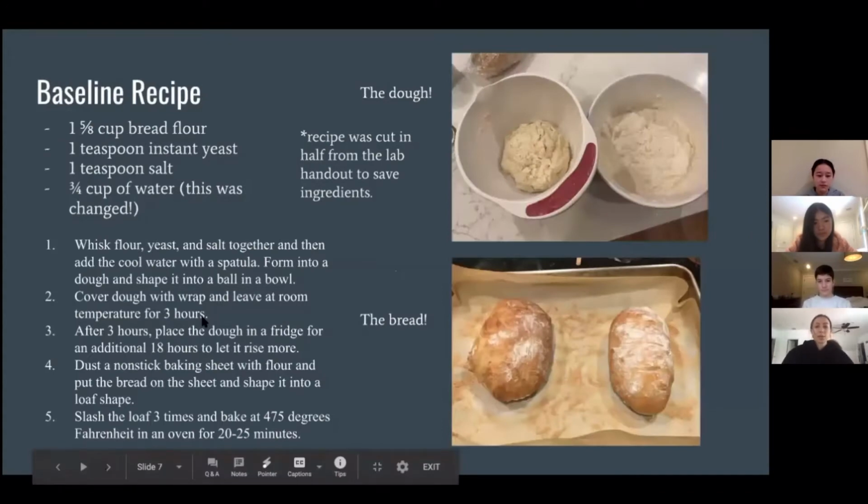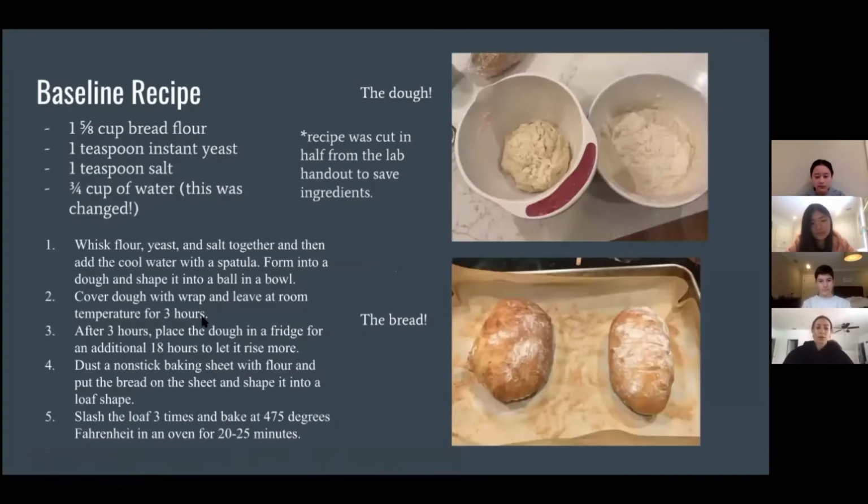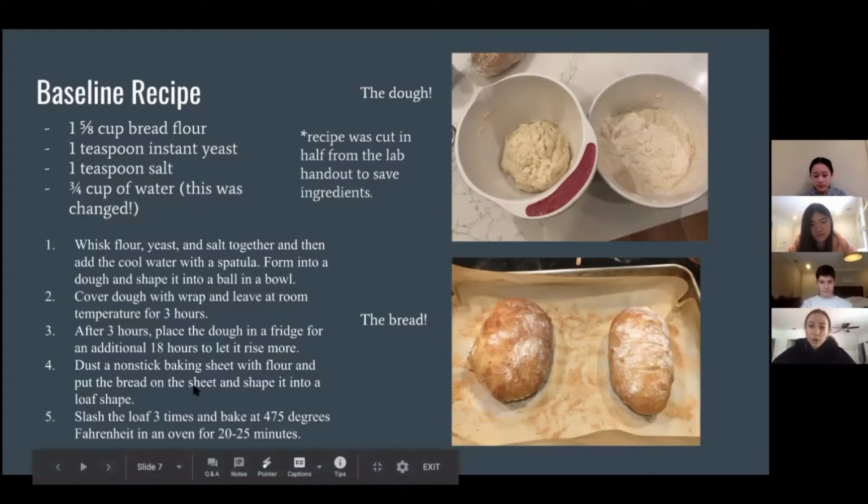Here's our recipe. We decided to cut the recipe in half to save ingredients. So we combined the flour, yeast, and salt and water, and then we let it rest for 3 hours. And then after 3 hours, we put it in the fridge for 18 hours, and then we baked it. On the top is the dough, and on the bottom is one of our bread loaves.